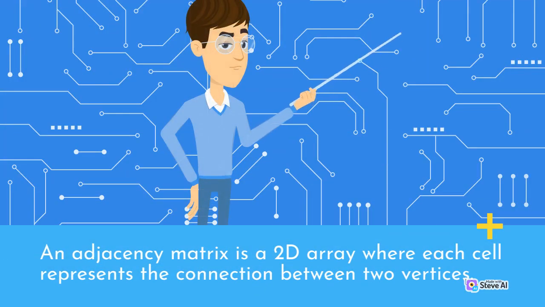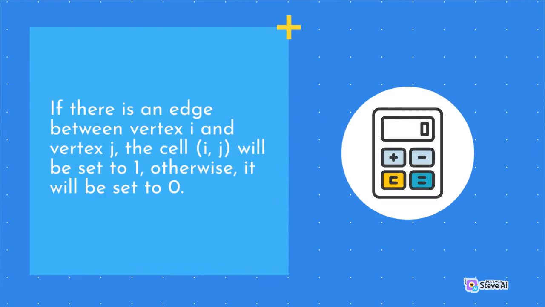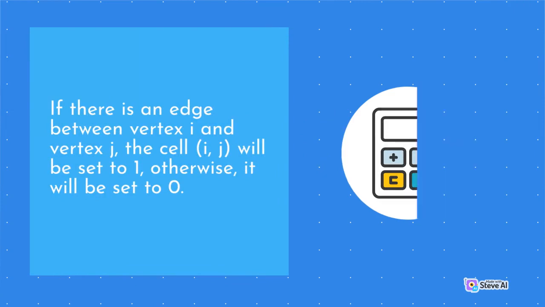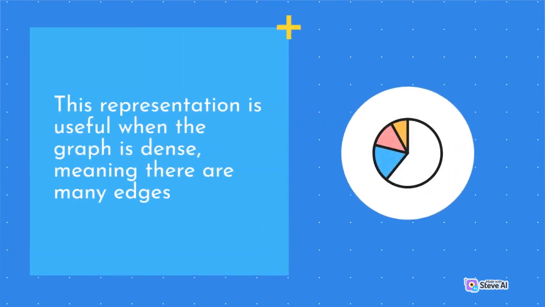An adjacency matrix is a 2D array where each cell represents the connection between two vertices. If there is an edge between vertex i and vertex j, the cell i, j will be set to 1, otherwise, it will be set to 0. This representation is useful when the graph is dense, meaning there are many edges.